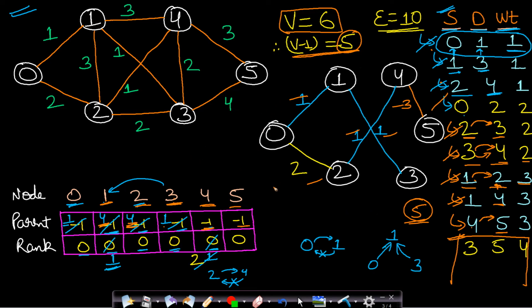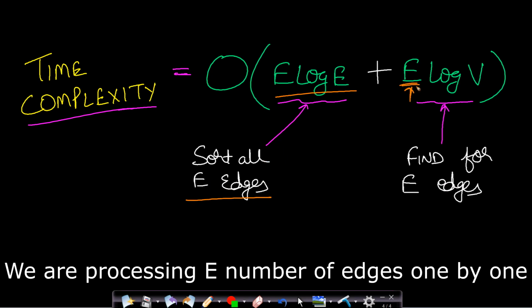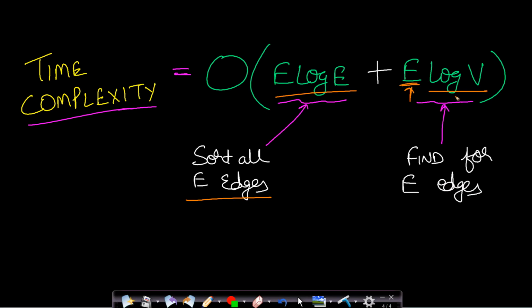I hope you were able to understand this disjoint set implementation. I have not shown the path compression part because of higher complexity. Now what will be the time complexity for this? The time complexity will be E log E in order to sort all the E edges, and after sorting we are processing each and every edge one by one, and we are using union by rank and path compression algorithm, which takes log V for each processing. So in total the time complexity will be order of E log E plus E log V. I hope you understood this entire dry run and the time complexity part.